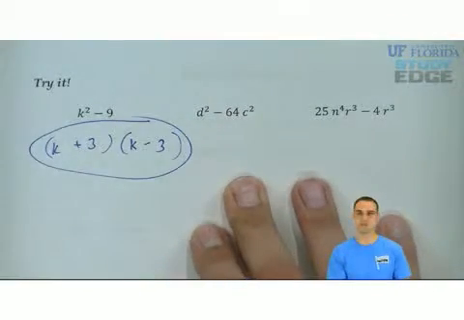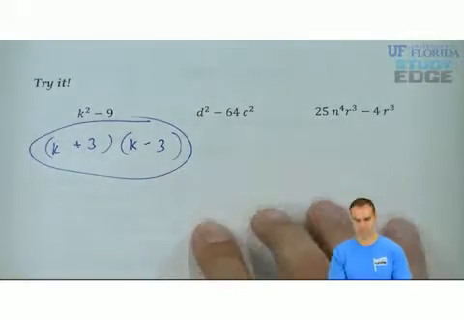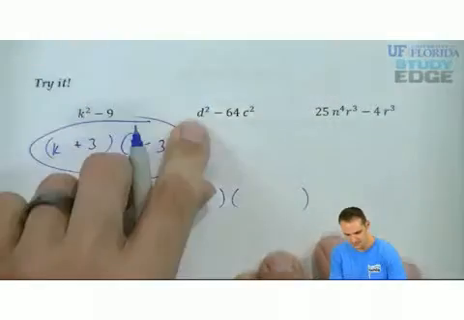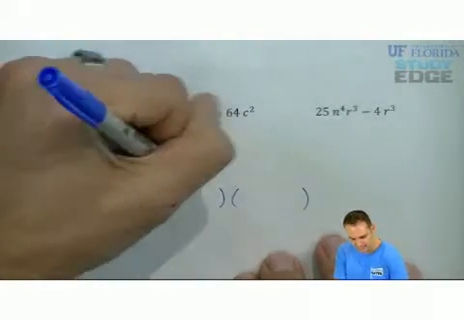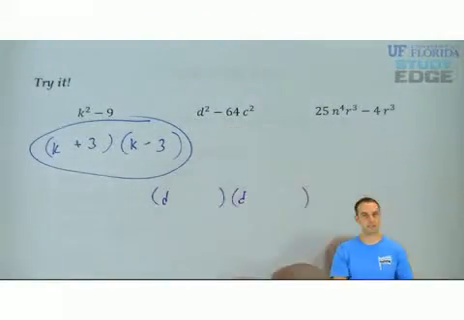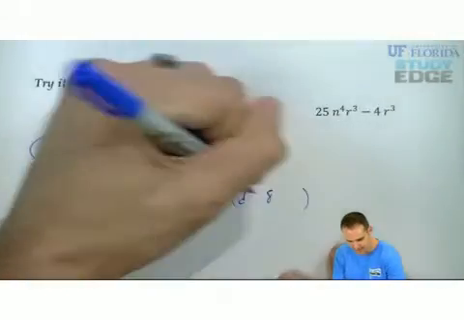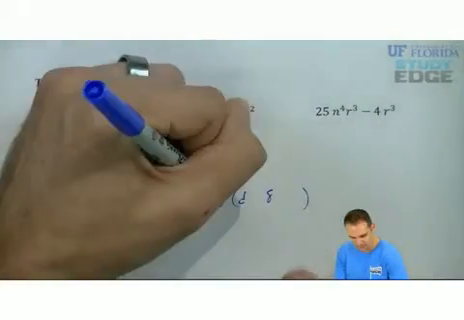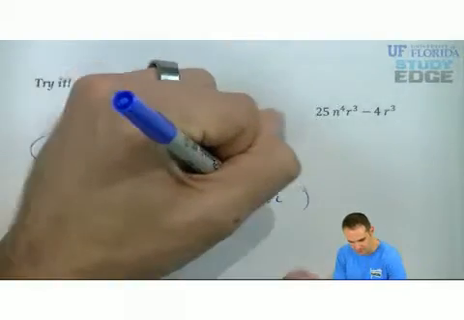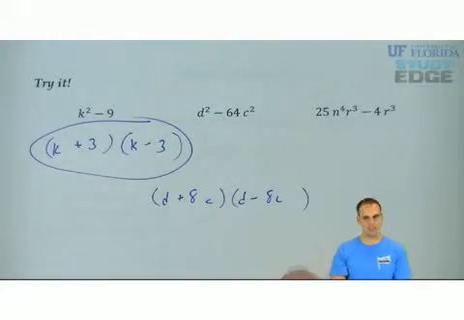For this next one, nothing in common, but they're all squares. Instead of D squared, we've got a D and a D. Square root of 64. 8 and an 8. C squared. C and a C. 1 plus, 1 minus. Just takes some practice. It's fun.